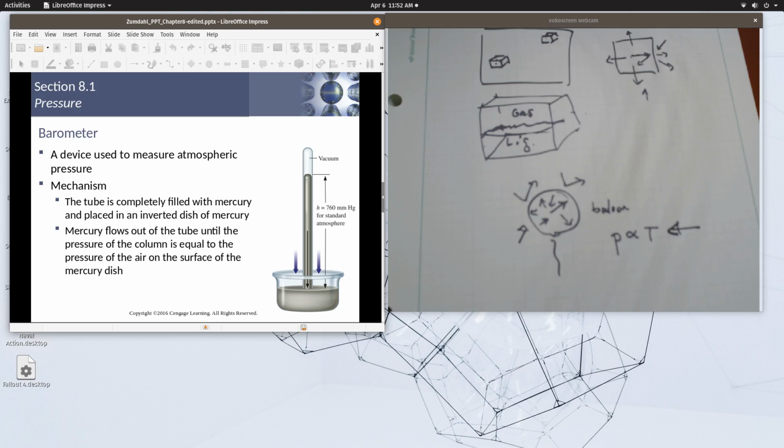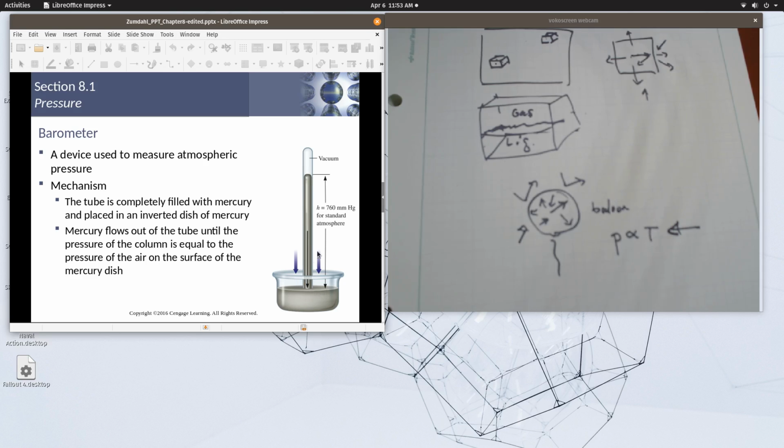Now, how do we measure pressure of a system? Well, if we look over at the PowerPoint slides, we have an example of how we do this, and we use what's called a barometer. And a barometer is simply a counterbalancing of forces. So you have air molecules pushing down on the surface of the mercury here, which is exposed to the air, and to make a mercury barometer, I take a tube of mercury, completely fill it, and plunge that bottom into a dish of mercury.